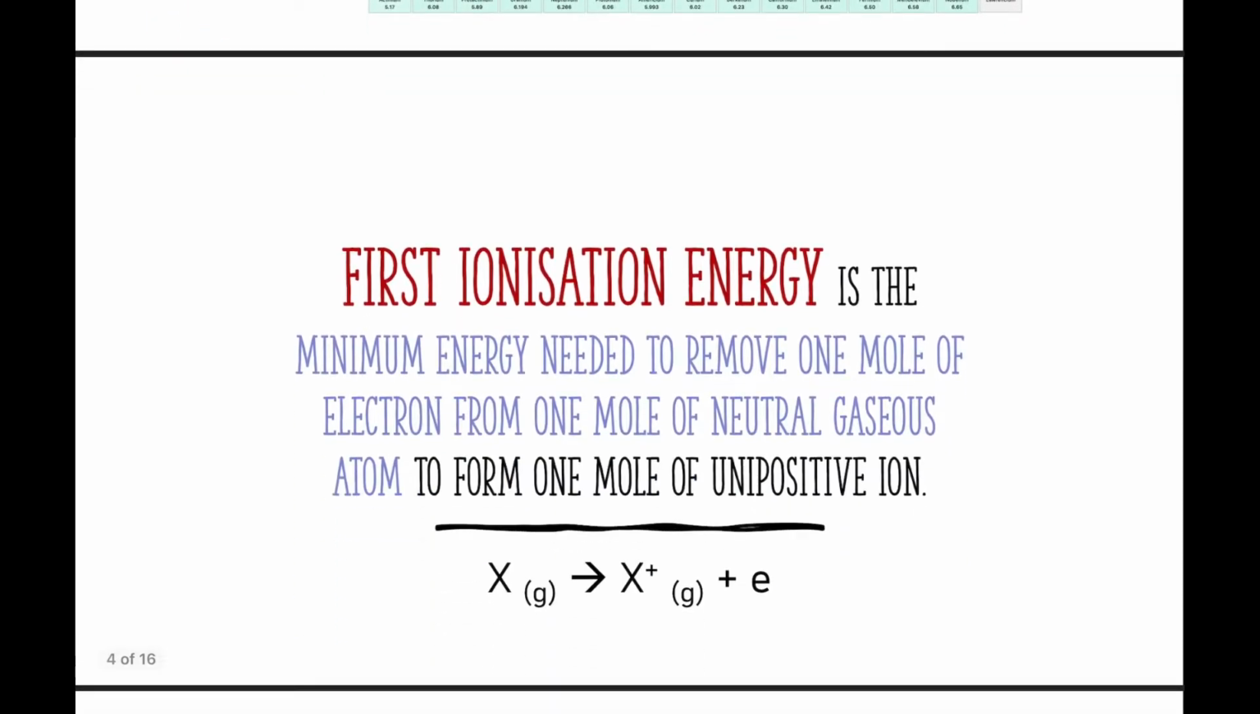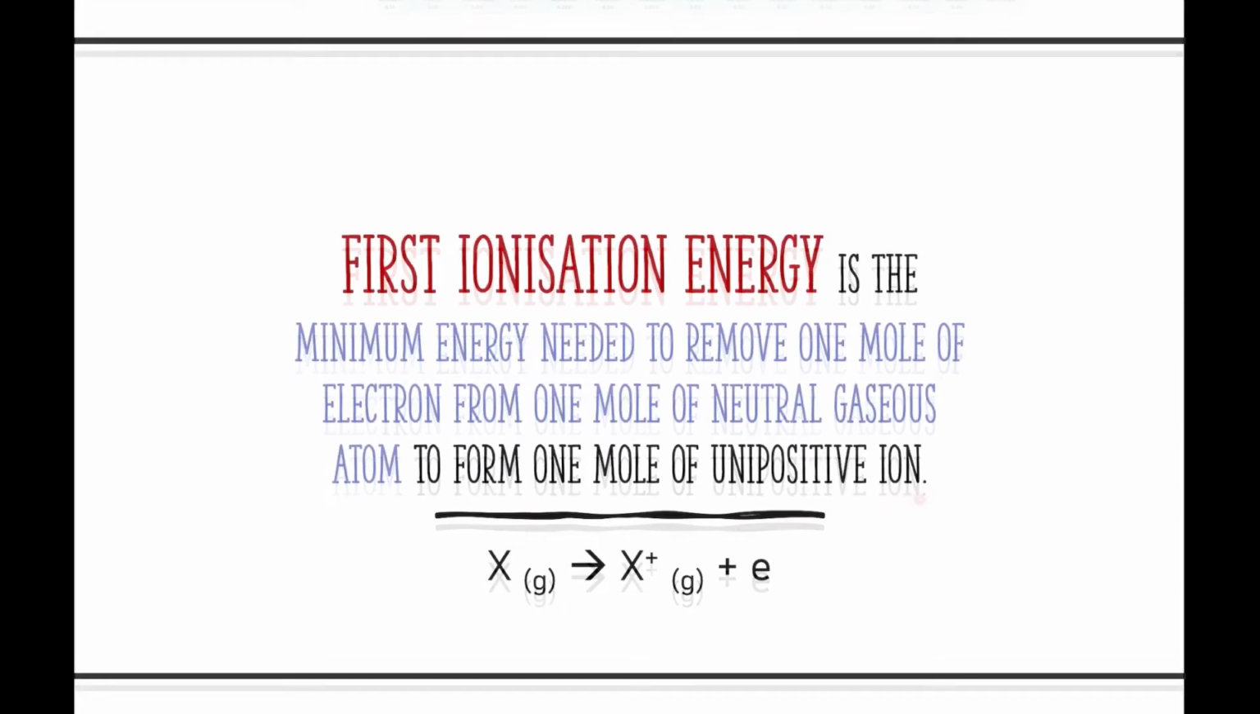First ionization energy is the minimum energy needed to remove 1 mole of electrons from 1 mole of neutral gaseous atoms to form 1 mole of unipositive ions. This is the general chemical reaction for the first ionization energy, where the gaseous atom loses 1 mole of electrons to form 1 mole of unipositive ions. For example, if we want to produce 1 mole of potassium gaseous ions, this is the chemical equation.